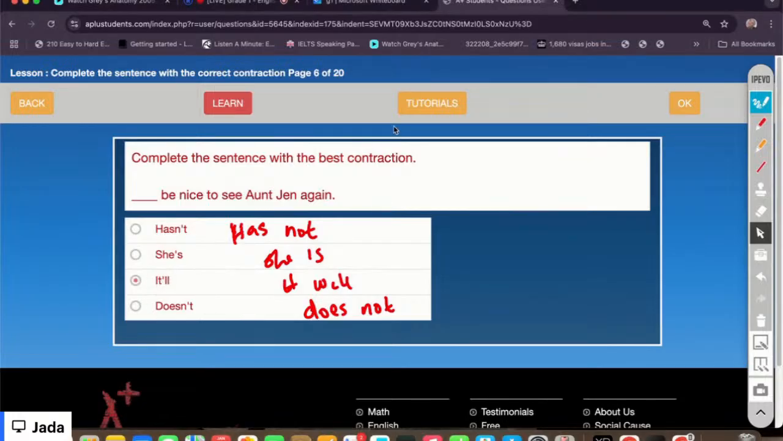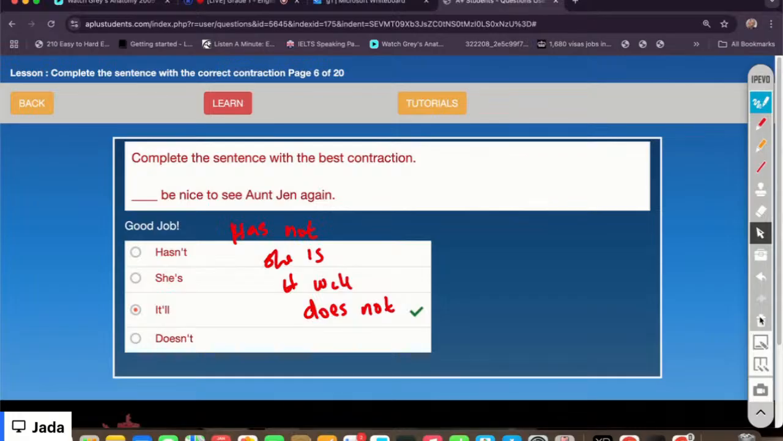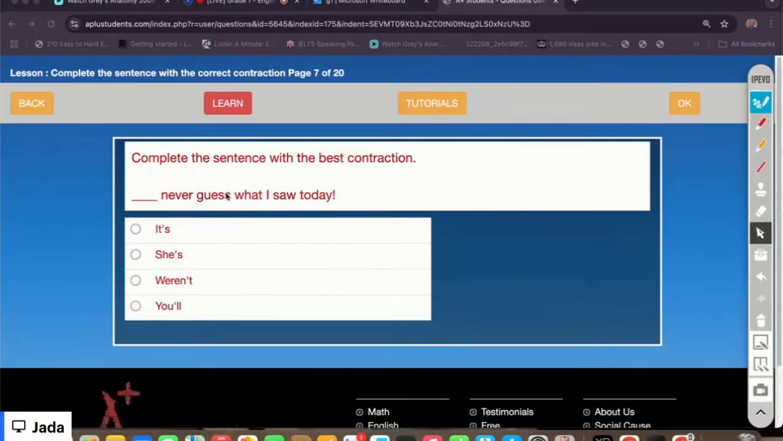Okay, so it will be nice. So it will be nice to see Auntie Jen again. So, never guess what I saw today. So it is, she is, we're not, you will. So which of these contractions is the right one? So what do you think is the right contraction here?